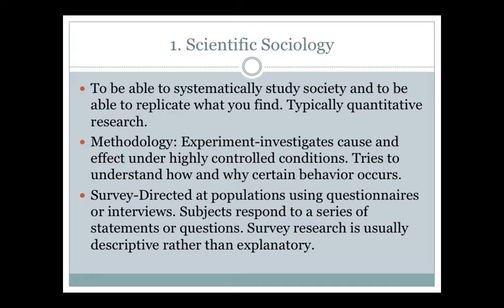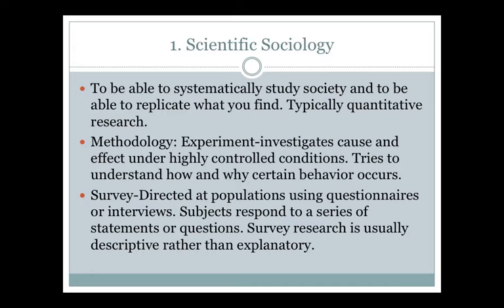Scientific sociology is a method where you're very systematic. You systematically study society, and you want to be able to replicate what you find. So if someone looks at your research, they could go out and find the exact same thing. Typically, scientific sociology is quantitative, meaning that it's dealing with numbers. Usually you're doing a study that involves 1,000, 10,000 people. It's a more statistical based research.